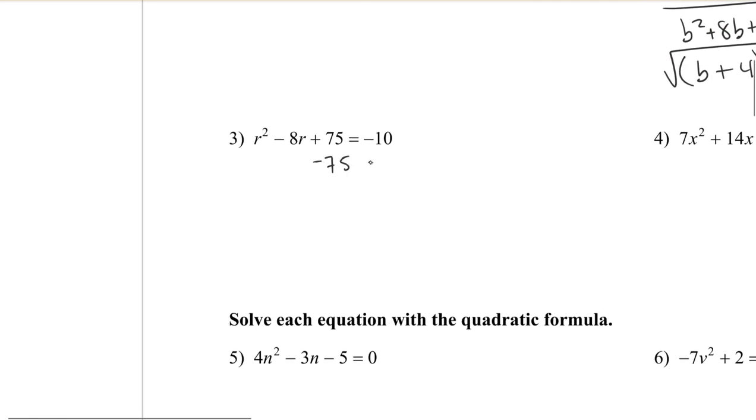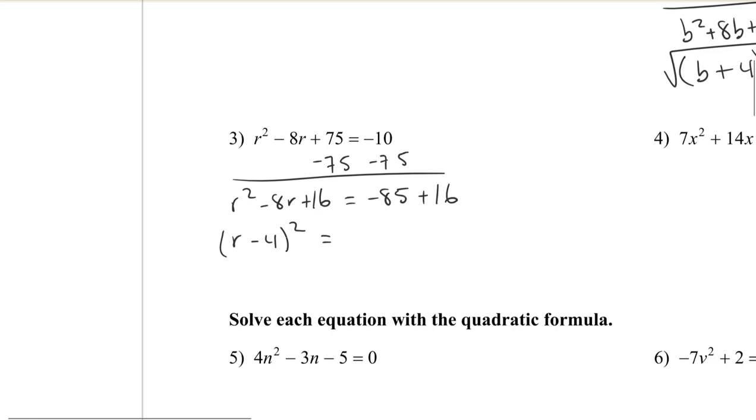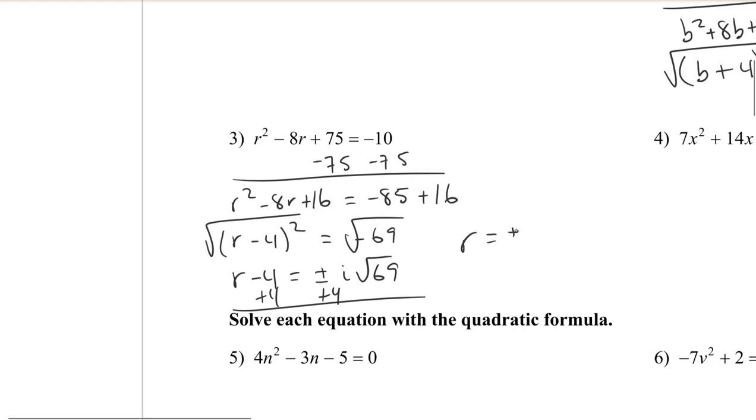3, similar, subtract 75. r squared minus 8r equals negative 85. We want to add 16 to both sides. So this is r minus 4 squared equals negative, what is this? 69. Take the square root, r minus 4 equals plus and minus i square root of 69. So then we'll add 4 to both sides, and r equals 4 plus and minus i square root of 69.